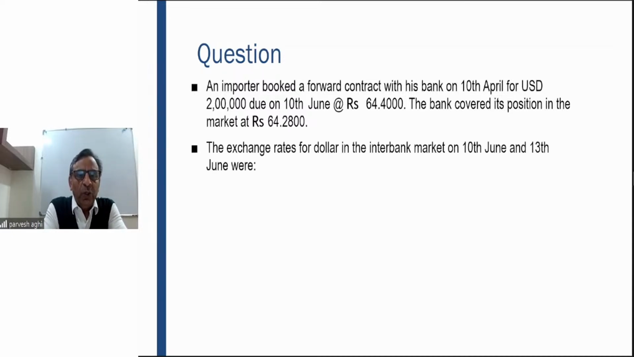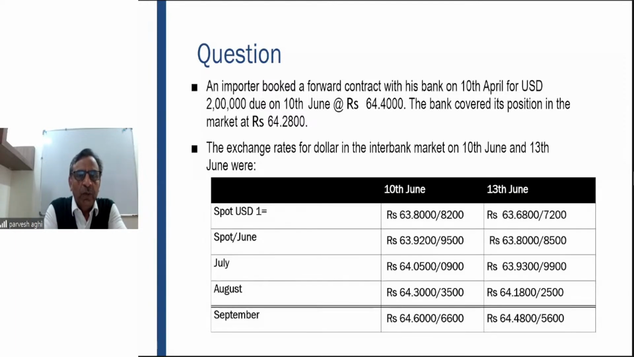So the exchange rates for the dollar in the interbank market on 10th June and 13th June are given to you. Why are the two numbers given? Because 13th is exactly 3 days after the due date, and the FEDAI rules kick in, because within 3 days the bank needs to cancel the contract if the customer doesn't approach the bank. So the 10th June and 13th June rates are given. The spot rate is given, June forward, July forward, August forward, September forward are given. So why such rates?